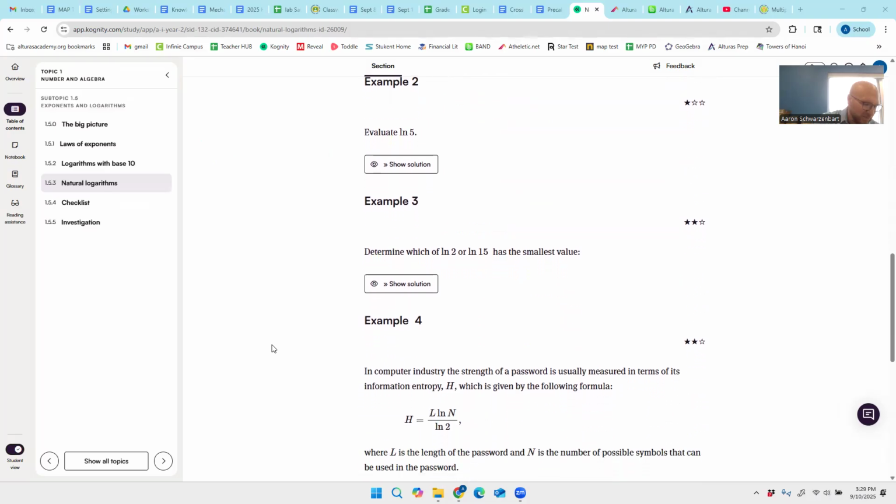Evaluate ln 5. You just grab your calculator, you type in ln 5, and you get 1.61.